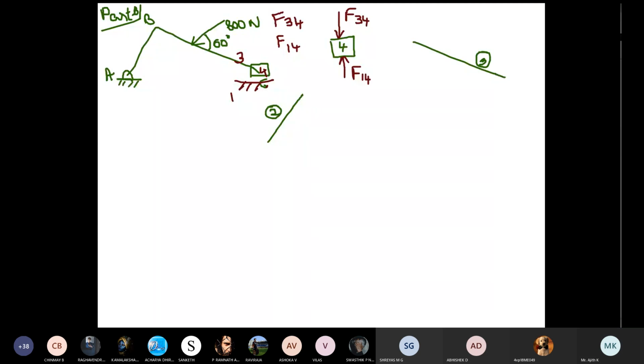So moving on to the next link, link 3. How many forces? Link number 3 is connected to 4, and link number 3 is connected to 2. Therefore, F43, 4 is applying force on 3. F23, 2 is applying force on 3. Apart from this, one more force of magnitude 800 Newton. These are the 3 forces acting on link number 3. Out of these 3 forces, here itself I will write magnitude and direction.